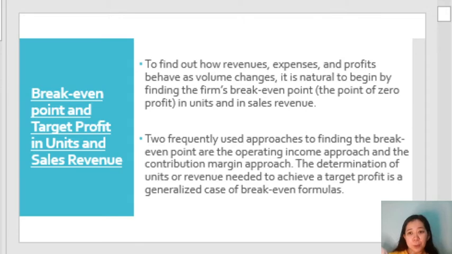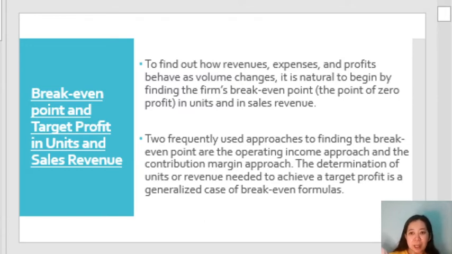Two frequently used approaches or methods to find the break-even point are, number one, the operating income approach, and the second, the contribution margin or CM approach. As we go along with our discussion, we will deal with these in detail.